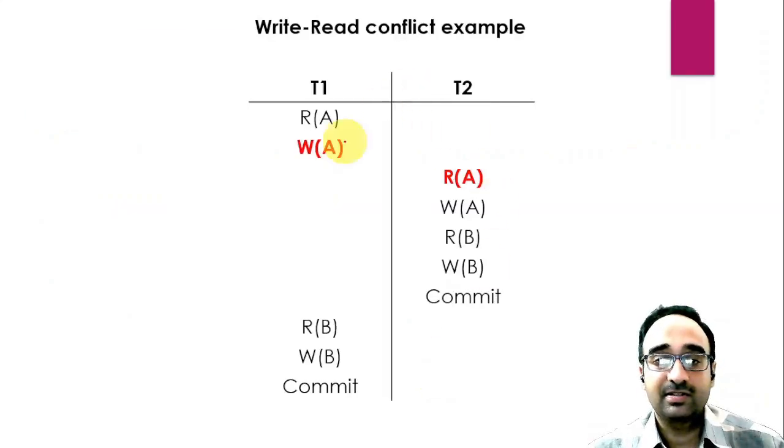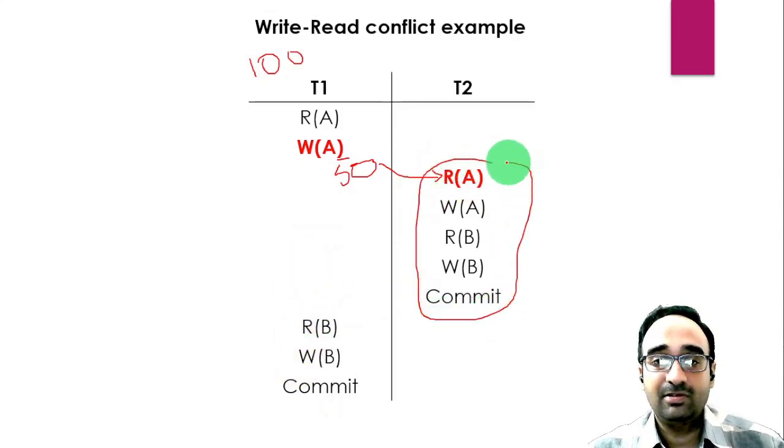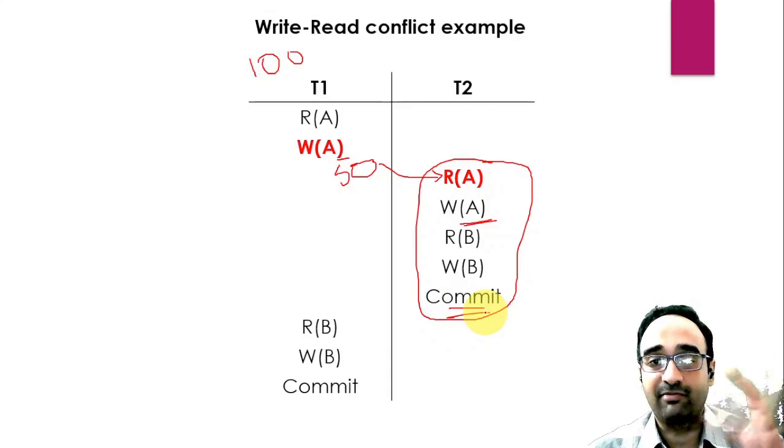Why? Let's see this example. I already told you this example previously. So let's say this operation changed the value of A, which is 100, to 50. Transaction T1 changed the value of A from 100 to 50, which is being read by transaction T2. So if you see here, this transaction didn't commit. It is still pending. Now T2 has done whatever operations it wants on A, and it has written back the value, and it committed, and it has left.